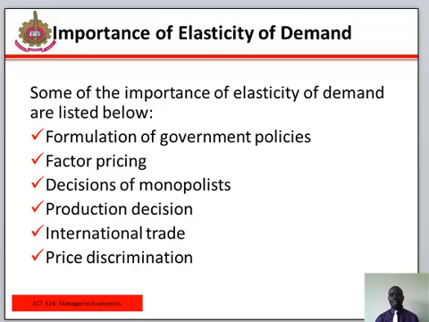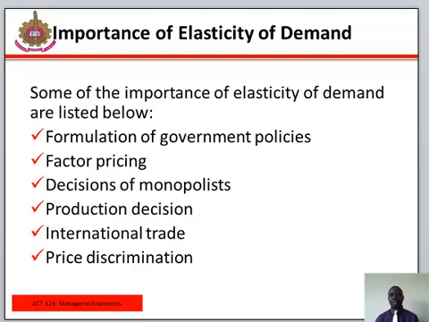The second one is factor pricing. Price elasticity of demand helps in determining the price to be paid to the factors of production. The share of each factor in the national product is determined in proportion to its demand in the productive activities. If demand for a particular factor is inelastic as compared to the other factor, then it will attract more reward.